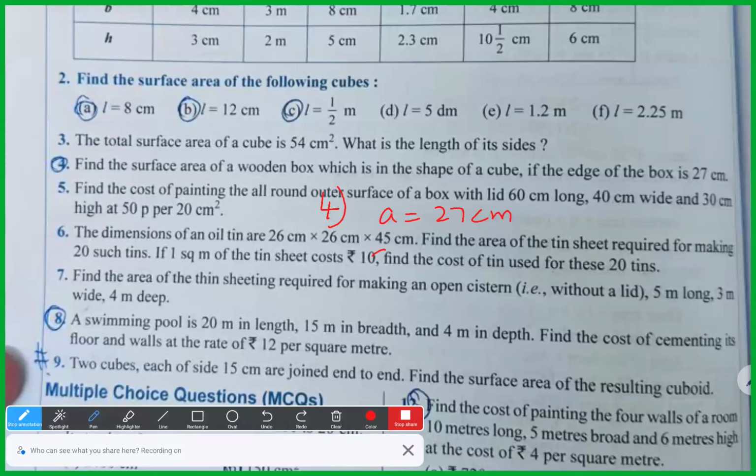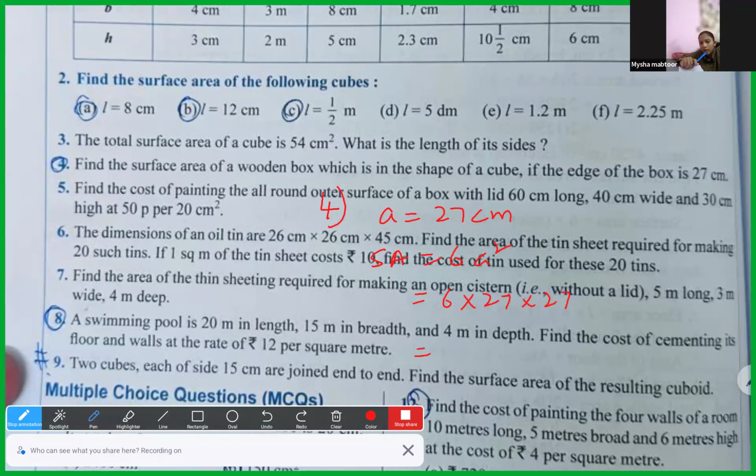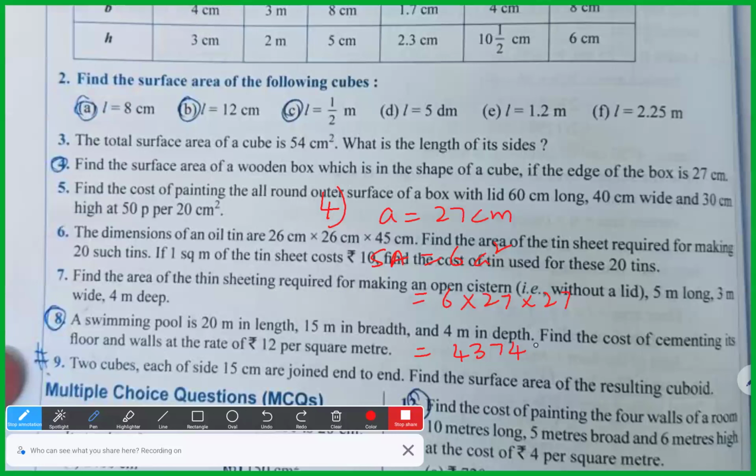So they're asking surface area. Surface area of a cube is 6a square. So 6 into 27 into 27. What will 6 into 27 into 27 become? 4374 it will come. Since it's just multiplication, I finished it quickly so we can save some time. That's why 4374 centimeters. So this is the surface area of the wooden box, which is in the shape of the cube.